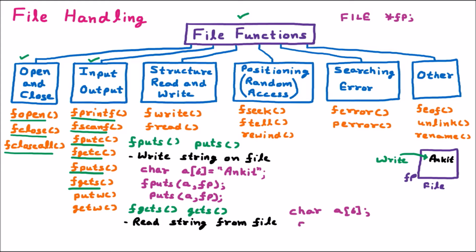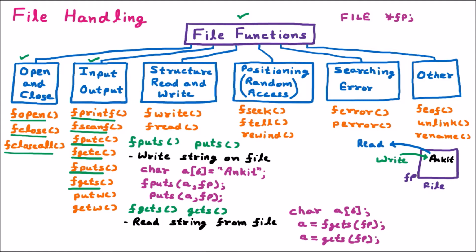Now we want the data in a. So a is equal to fgets, getting the string using the file pointer. This function is the same as the gets function. So we can also say that a is equal to gets, meaning get the string using the file pointer. By this function we are going to read the string from the file.